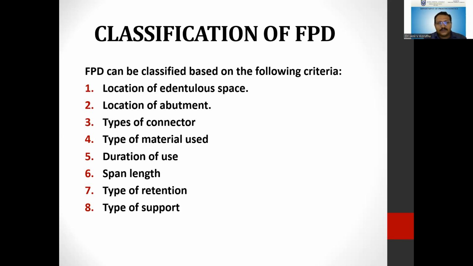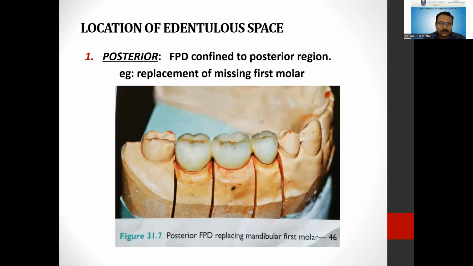The classifications of FPD. FPD can be classified on the basis of several criteria. One is the location of the dental space, the location of the abutment, the type of connectors used, the type of material used, the duration of the use, the span, the length of retention, and the type of support.